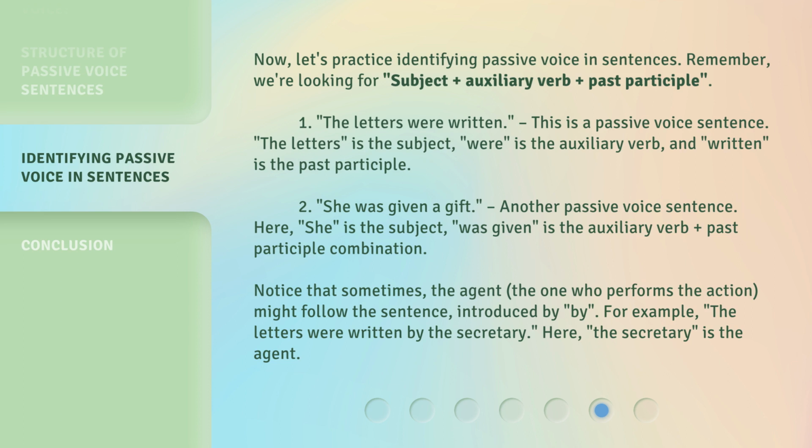2. She was given a gift. Another passive voice sentence. Here, she is the subject, was given is the auxiliary verb plus past participle combination. Notice that sometimes the agent, the one who performs the action, might follow in the sentence, introduced by by. For example, the letters were written by the secretary. Here, the secretary is the agent.